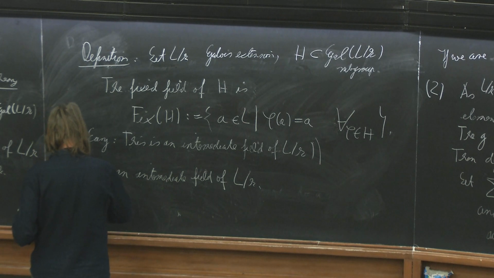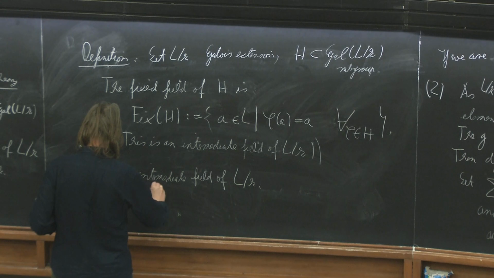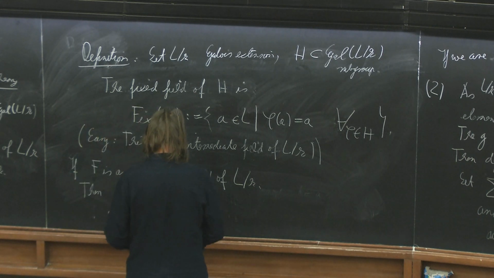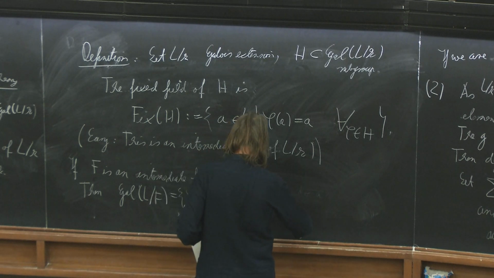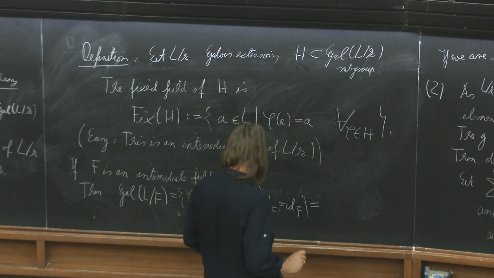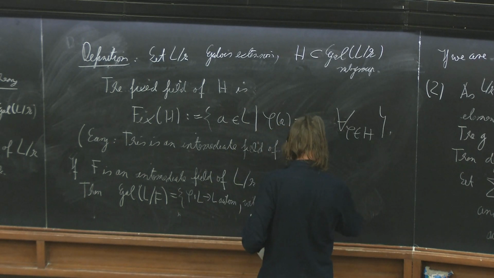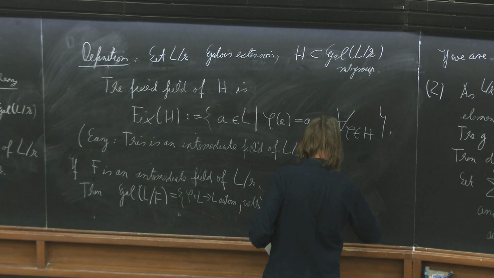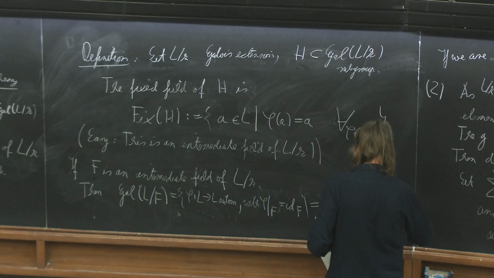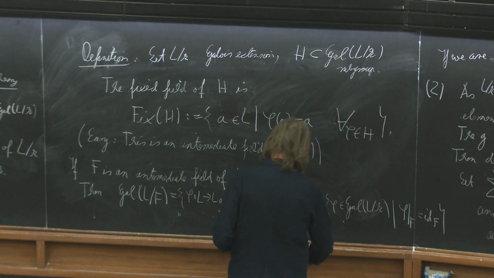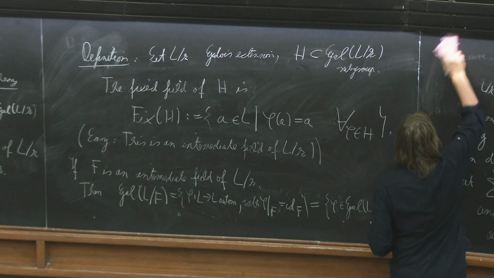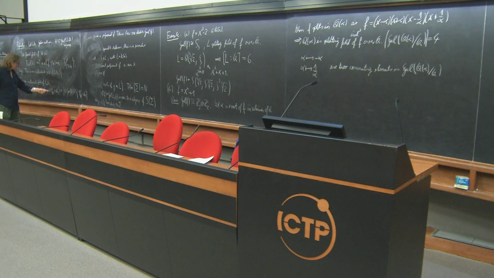Then if I take the Galois group of L over F, by definition, it is the set of all phi from L to L automorphisms whose restriction to F is the identity on F. This is clearly equal to the set of all phi in the Galois group of L over K such that phi restricted to F is the identity, because if it's the identity on F, it's the identity on K.